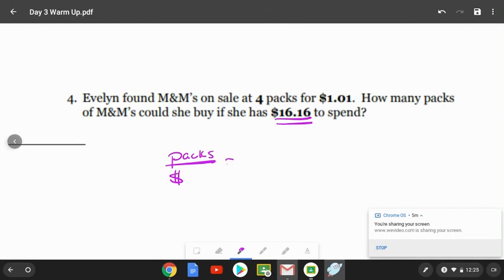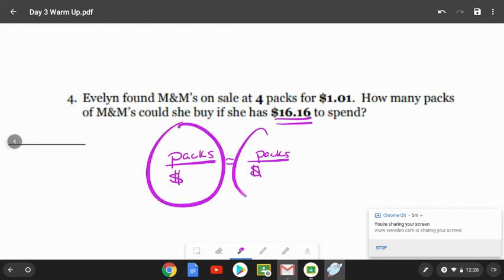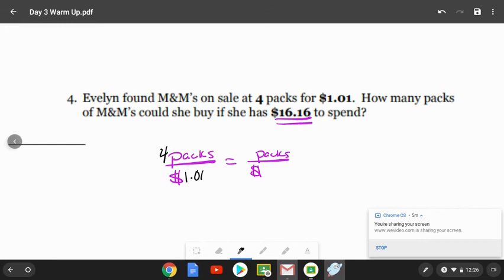It's okay for this question for the dollars to be on bottom. I'll put packs on top, as long as in both fractions, fraction 1 and fraction 2, you stay consistent: packs on top, dollars on bottom. So, given information, we have 4 packs, and that is $1.01. And we have $16.16, and we are trying to find x packs.